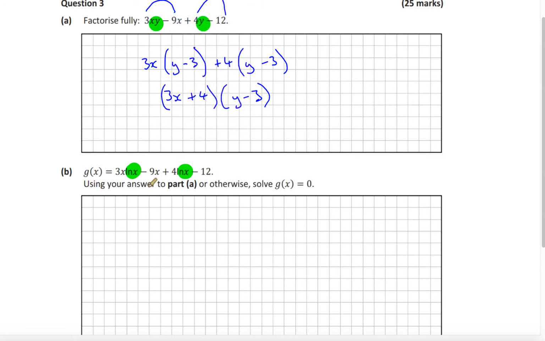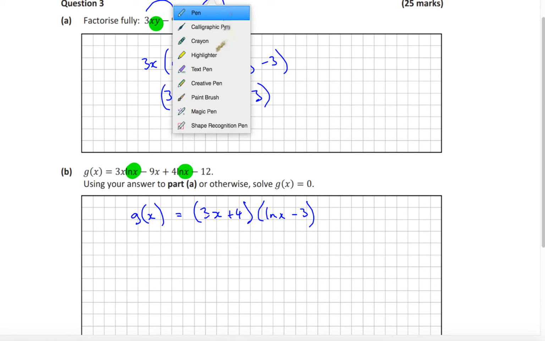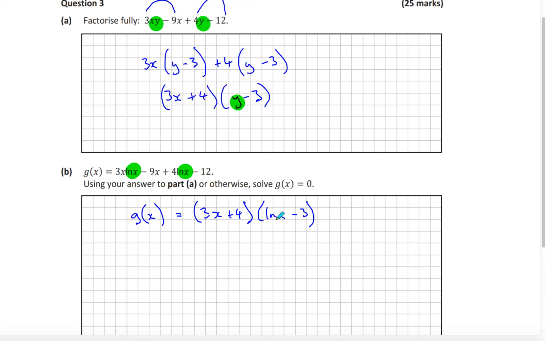So we can write g of x. If we use part A, you can write it's 3x plus 4 times y minus 3, but the y here in this case is ln x, so it's times ln x minus 3. So all we've changed there is this y has changed to ln x. So that's how we're using part A.